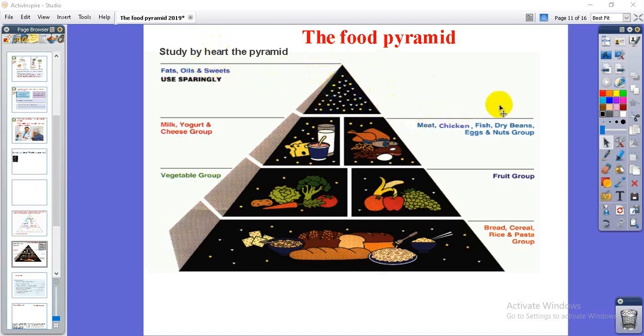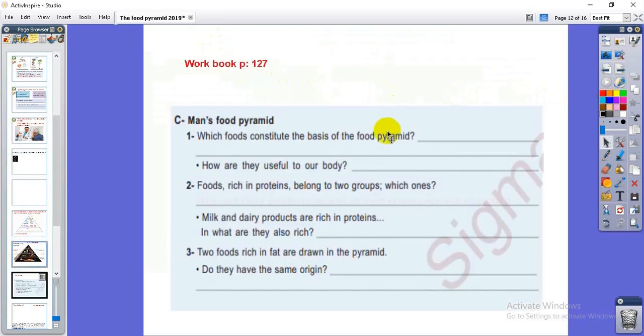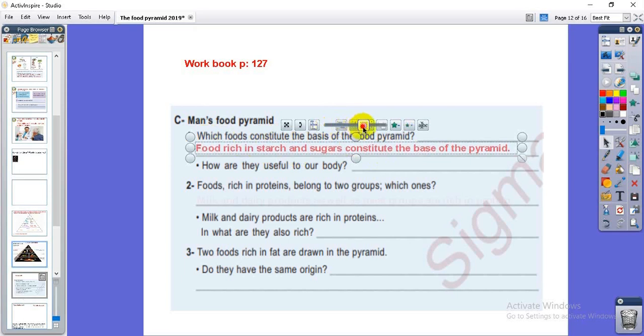Now, did you solve your homework? Because you are going to correct it now. Open your workbook, page 127, and let us answer the questions. So the first question is, which foods constitute the basis of the food pyramid? Don't forget to carry your green pen to start correcting.